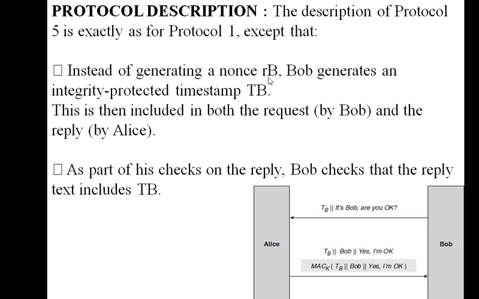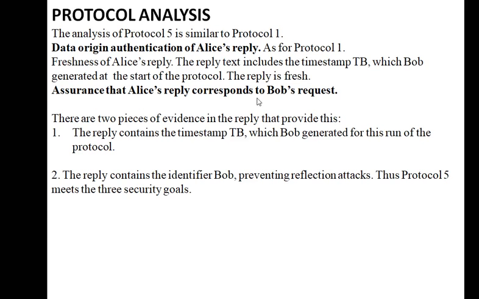Instead of generating a nonce RB, Bob generates an integrity protected timestamp TB. In the previous protocol we have seen RB, but here we are using TB, the timestamp. This is then included in both the request by Bob and the reply by Alice. As part of his checks on the reply, Bob checks that the reply text includes TB. The analysis: same data origin authentication of Alice's reply and assurance that Alice's reply corresponds to Bob's request.